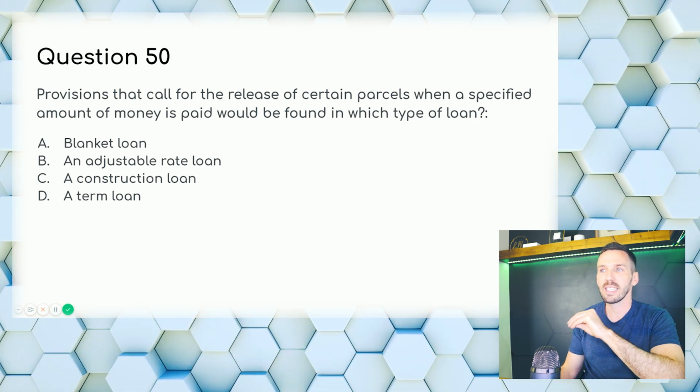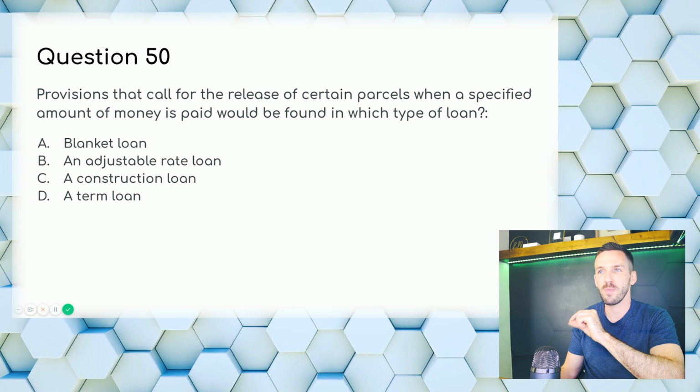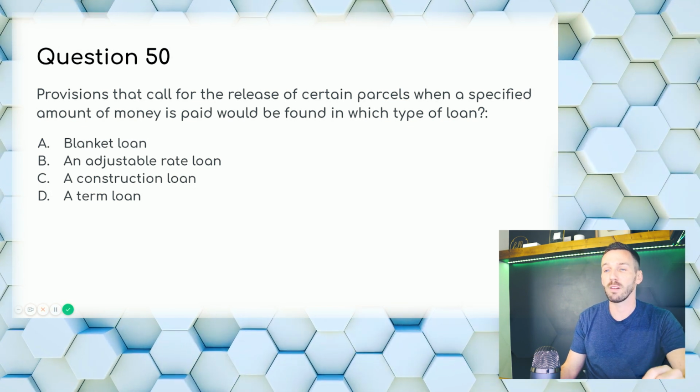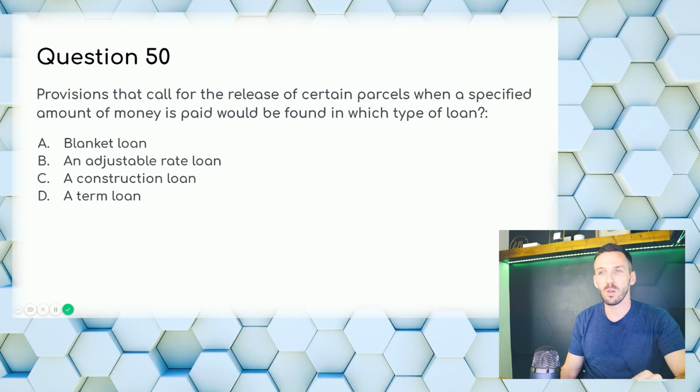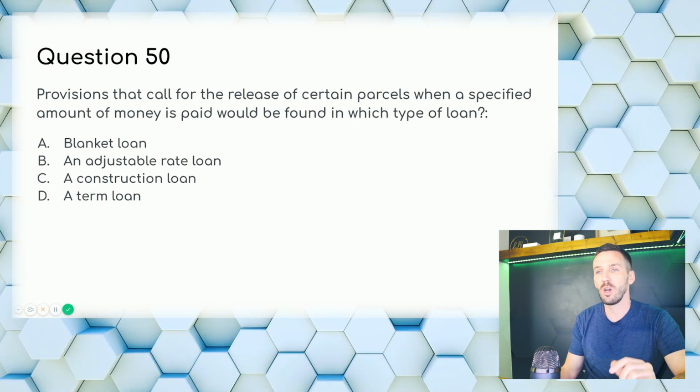Question 50. Provisions that call for the release of certain parcels when a specified amount of money is paid would be found in which type of loan? A. Blanket loan. B. An adjustable rate loan. C. A construction loan. Or D. A term loan.